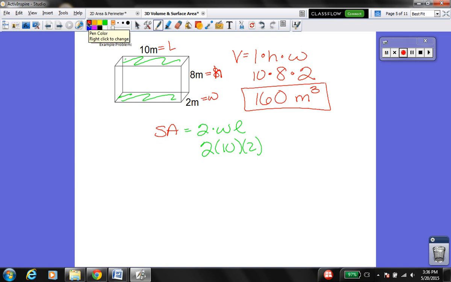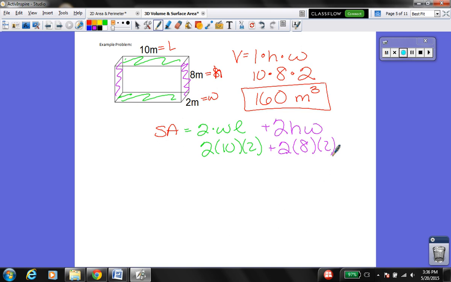Now, the next one, let's talk about the sides. Do another color. So we have the sides are the height times the width, and we have 2 of them. So it's 2 times height, which is 8, and width, which is 2.